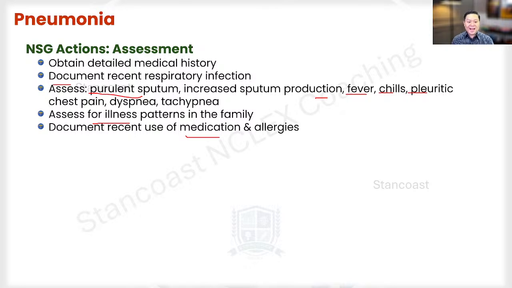And also with the allergies, we want to make sure that we have investigated this patient, because we don't really want to cause any more serious occurrences in this patient with anaphylaxis. No, we don't want any more of that.